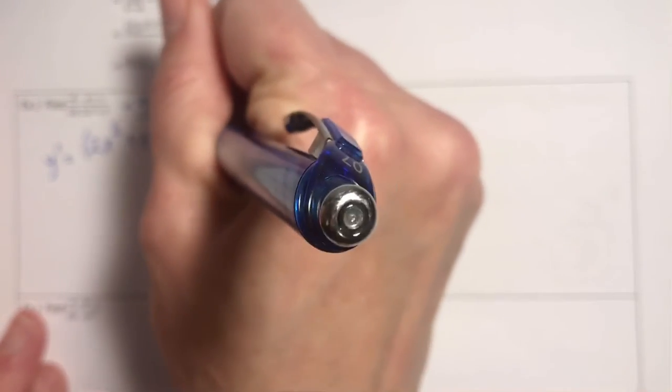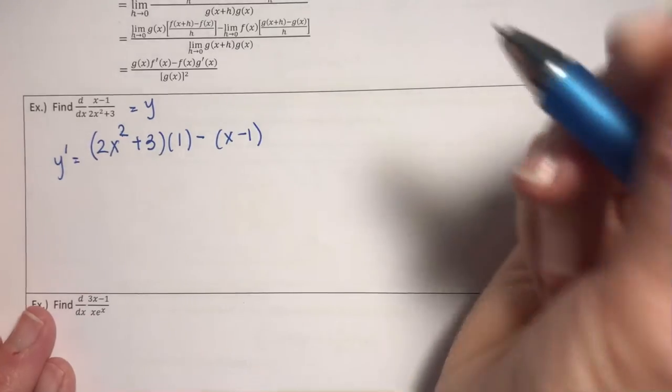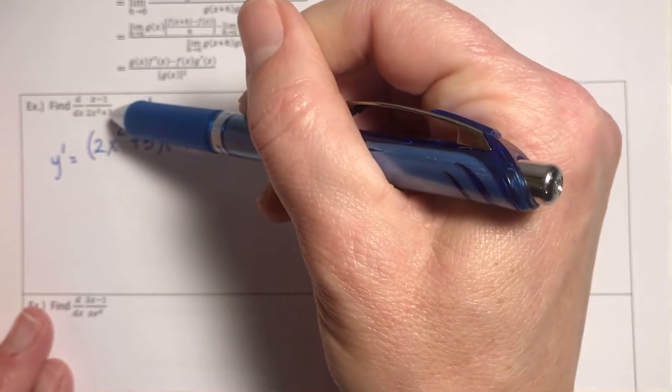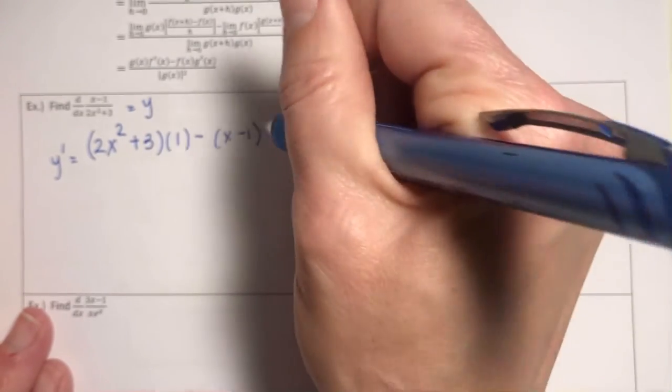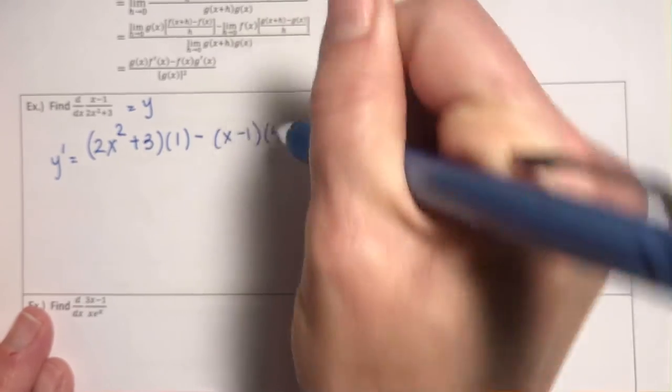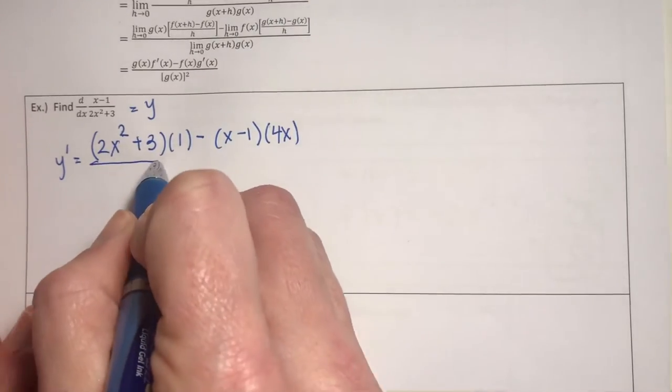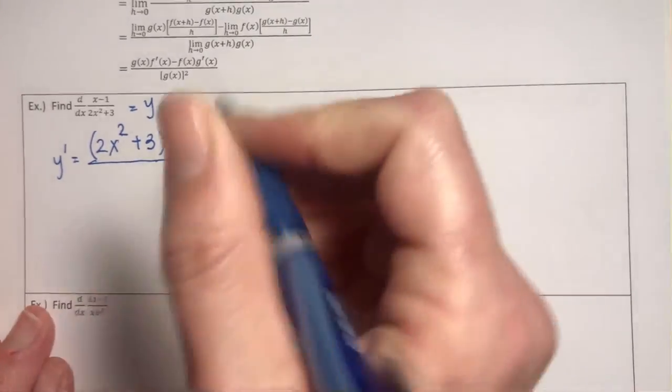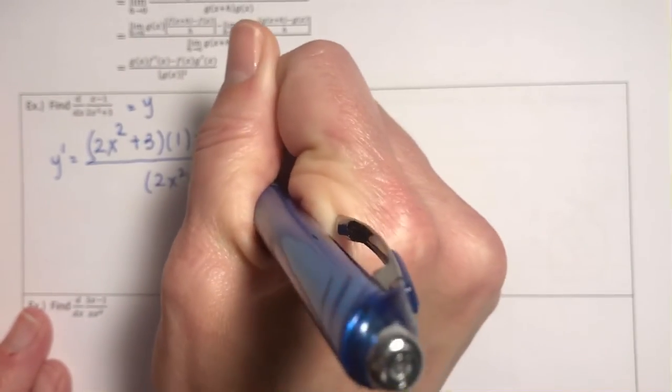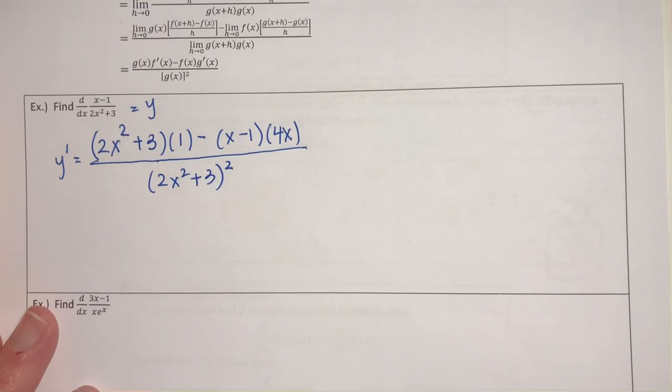So the denominator times the derivative of the top, the derivative of the numerator is just 1, minus the top times the derivative of the bottom. And the derivative of the bottom, or the denominator, is going to be 4x. And then this whole entire thing is over the denominator squared. Okay, now we do not leave our answers like this. We need to clean this up.